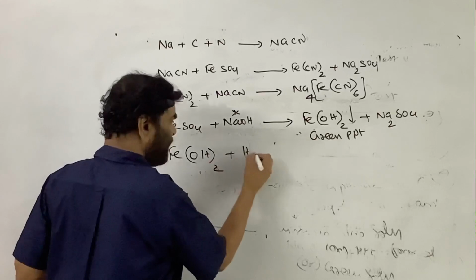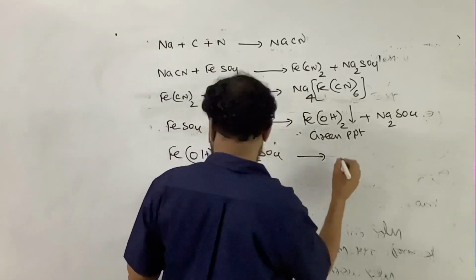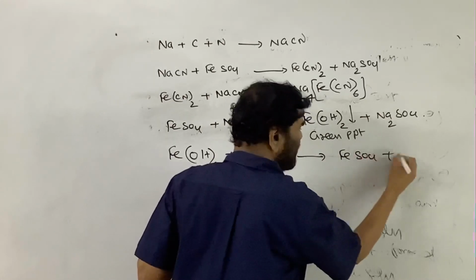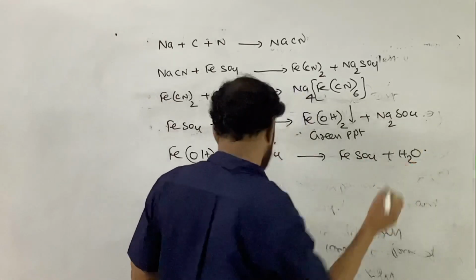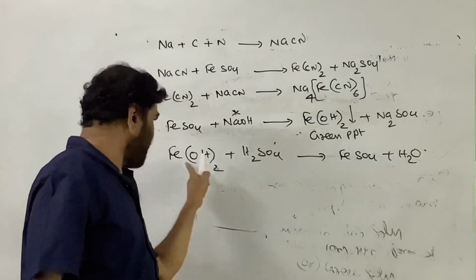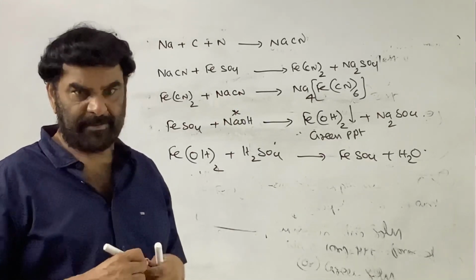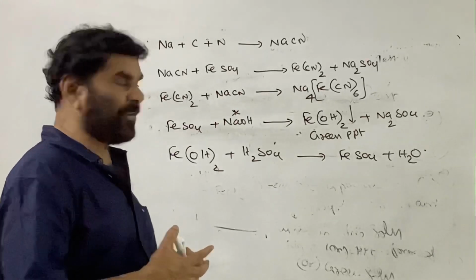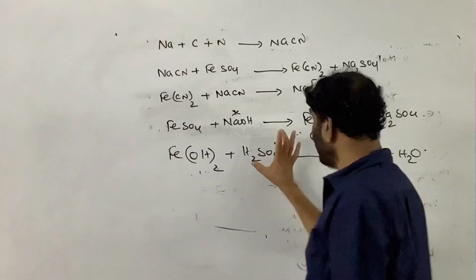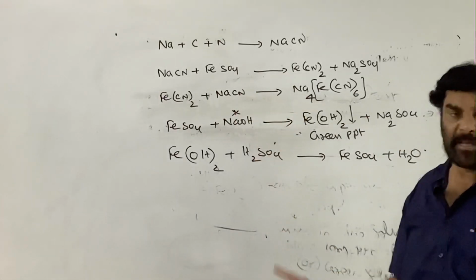Sulfuric acid is added. That gives FeSO4 in an acid-base reaction, plus water. Ferrous sulfate. So you are eliminating the ferrous hydroxide, the green precipitate, that green color, by adding the sulfuric acid. After the addition of the sulfuric acid, now you have to add the ferrous sulfate followed by sulfuric acid.